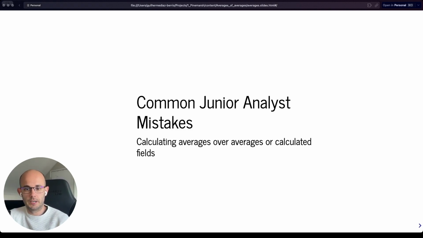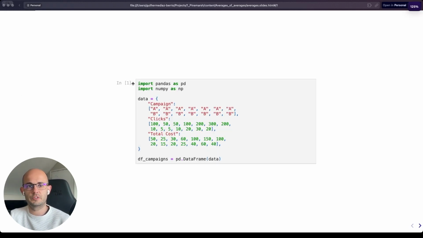My name is Guy. I am a data analytics consultant. A common mistake I see, especially from junior analysts, is calculating averages over averages. So let's have a look at a quick example to understand what happens when you do this, why you shouldn't, and potential fixes. So let's take this very stylized data.